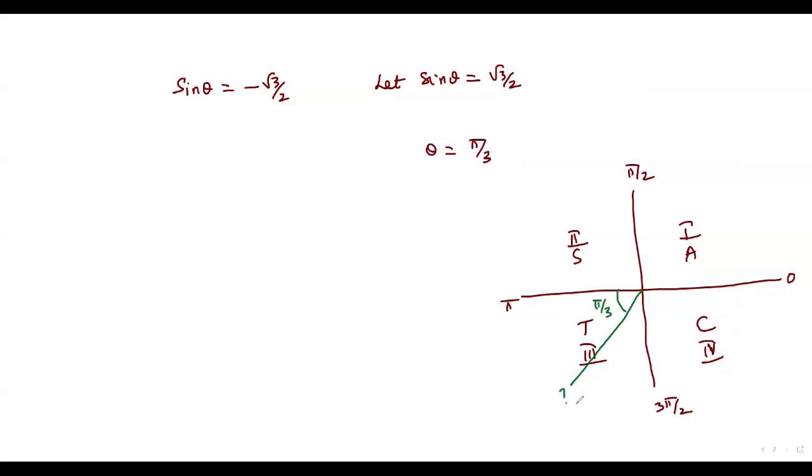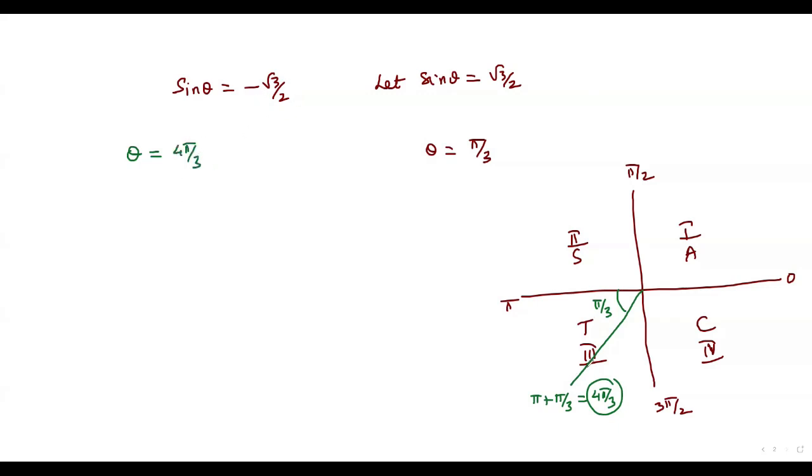Now I have to consider this pi over 3 as a reference angle in the third quadrant. To get the angle measure over here, I need to add this pi over 3 to pi. Then I'm getting pi plus pi over 3. When I simplify, I'm getting 4 pi over 3. So this is the angle measure we get in the third quadrant for which the value of sine is negative square root of 3 over 2. That is 4 pi over 3.